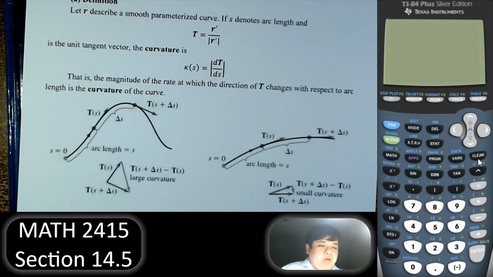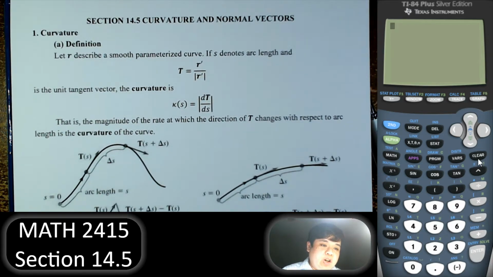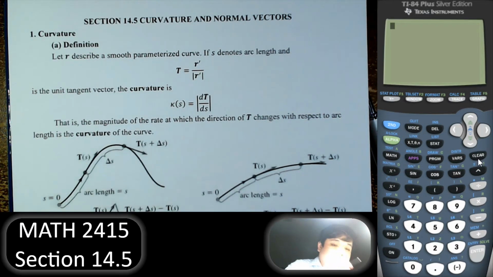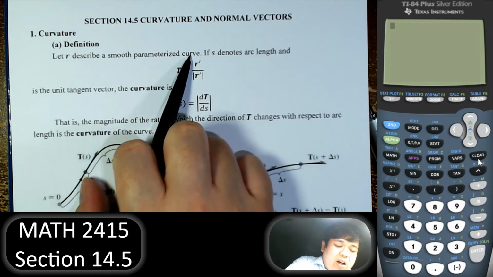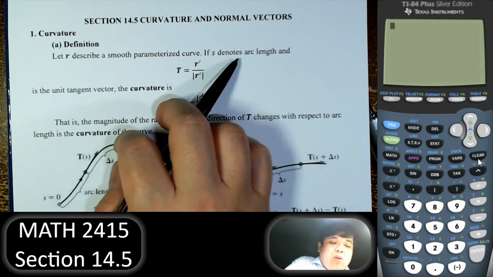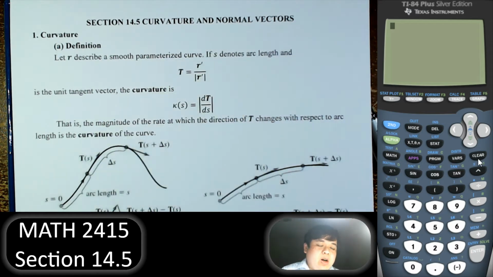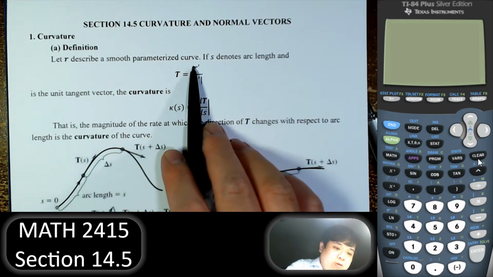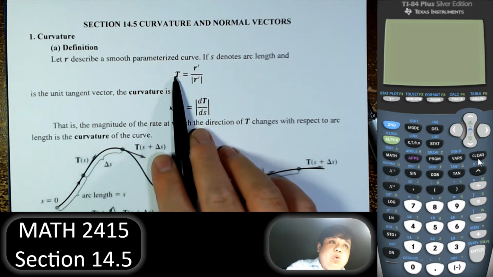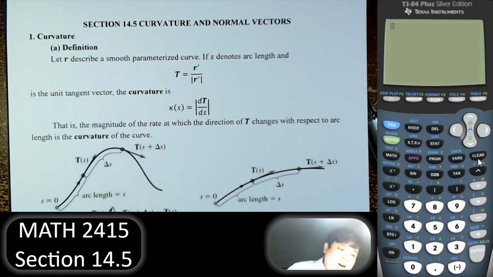I will go to 14.5, curvature and normal vector. So what is curvature? Like I said, it is not a very long section, so we can go back and study a few things. Let R describe a smooth parameterized curve. If S denotes the arc length, of course we did that in the previous section, and then we write T as the velocity vector over the magnitude, that is the unit tangent vector. Because that's how we define it.